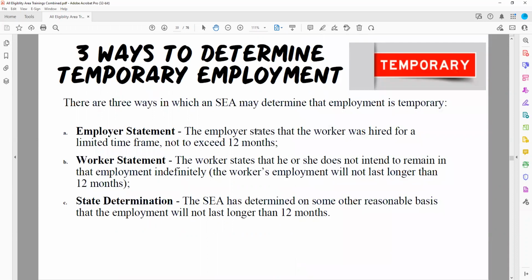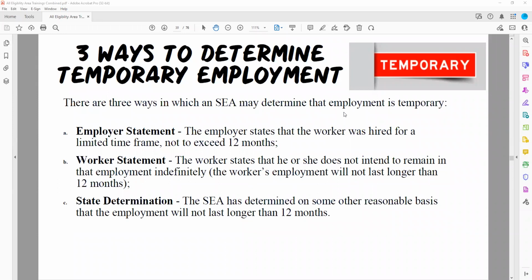So 3 ways to determine if the work is temporary: one, the employer states that he's just going to hire the worker for less than 12 months. Two, the worker statement, they say that they intend on not staying there longer than 12 months. Maybe they say, I'm planning on working in the dairy for 3 months and then I'm going to go work in the chilies instead. Or three, the state has determined by some sort of study or reasonable basis that the employment will no longer last more than 12 months.